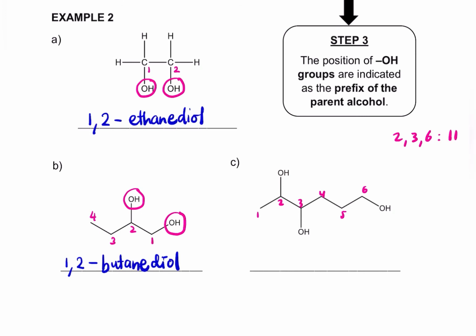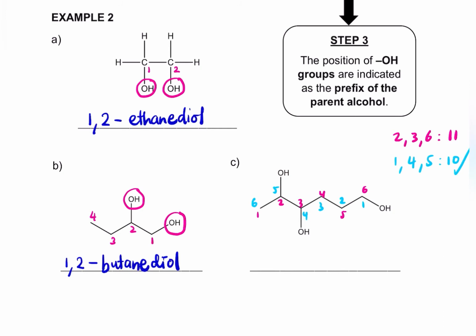And the next one, I got the numbering from the right-hand side. I got 1, 2, 3, 4, 5, and then 6. So my OH groups are at position carbon number 1, number 4, and number 5. So the total will be 10. Which locants are we going to use? The lowest possible. So between 11 and 10, I'm going to pick 10, this one.